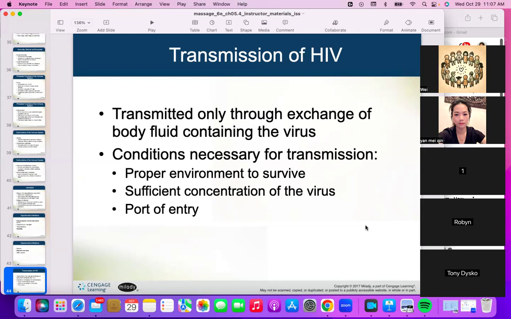Undetectable is untransmittable. You're taking the medication and it stays in remission, as long as your viral load is under 20 copies. You could literally cut your arm open and put it to somebody who has HIV's arm and rub the blood together and you still wouldn't get it.